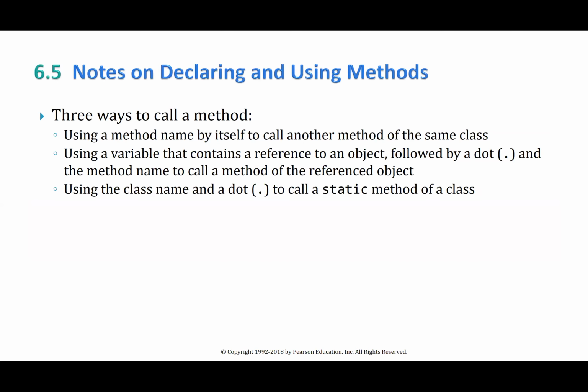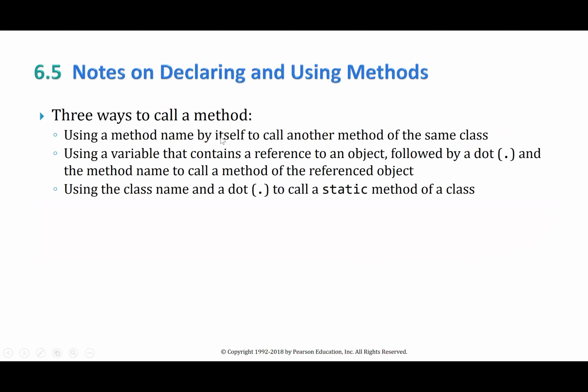3 ways to call methods. Method name by itself to call another method, a variable that contains a reference to an object, and a class name. So this right here is the key. It's the thing that we really have to learn from chapter 6, the three ways to do that. And again, I will work with you. Your book does an okay job. Okay, we'll work on it even harder than they do as you go through. But this is the crux of it all.